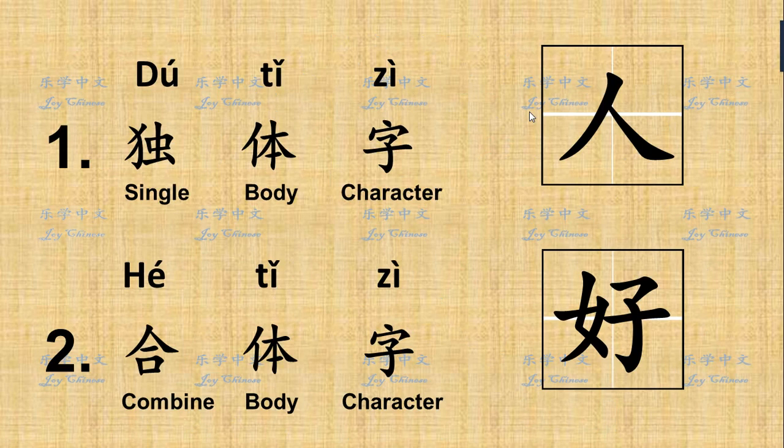Okay, let's try to memorize this. We have two big groups. One is 独体字, made of basic strokes. The other one is 合体字, made of different components or radicals. Within the 合体字, there are 7 small groups, with different combination styles. And understanding this character structure will help you to learn and to remember, and to look up the dictionary in the future.